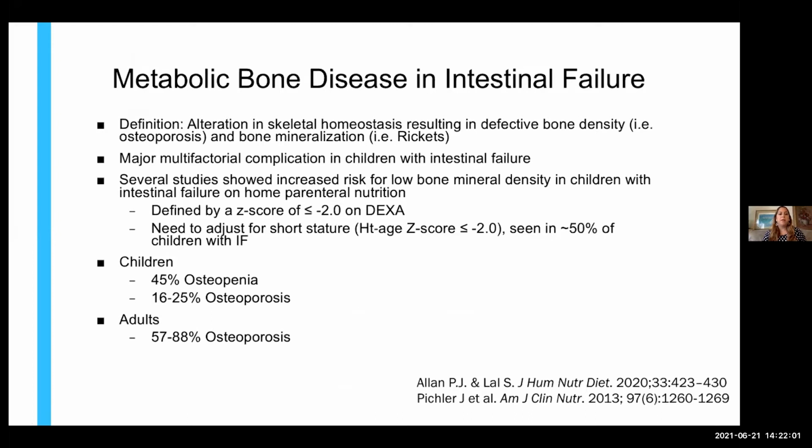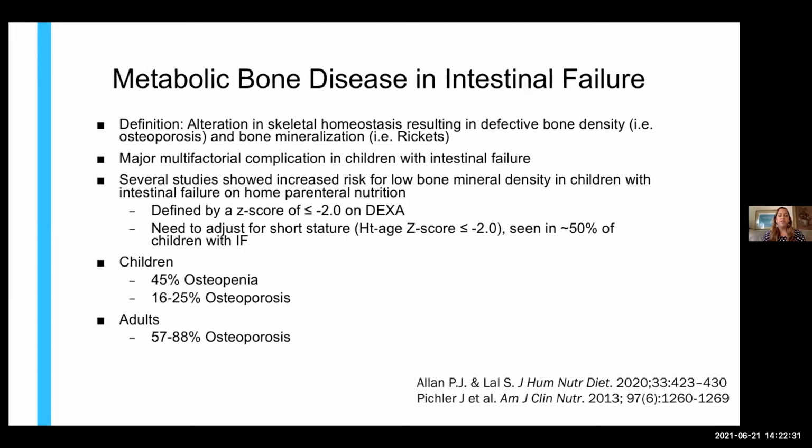So what is metabolic bone disease in intestinal failure? The definition is an alteration in skeletal homeostasis that results in defective bone density, such as osteoporosis, and defective bone mineralization, such as rickets. In children with intestinal failure, this is a major multifactorial complication, and we'll go through the different causes of this throughout the talk today. Several studies have shown an increased risk for low bone mineral density in children with intestinal failure that are on home parenteral nutrition.